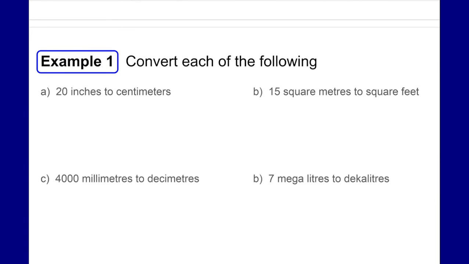We want to convert each of the following measurements. So we want to convert 20 inches to centimeters. What we need to do for this is we need to have our unit rate. The unit rate is going to give us this base conversion, which in this case is that 1 inch is equal to 2.54 centimeters. That's our unit rate.